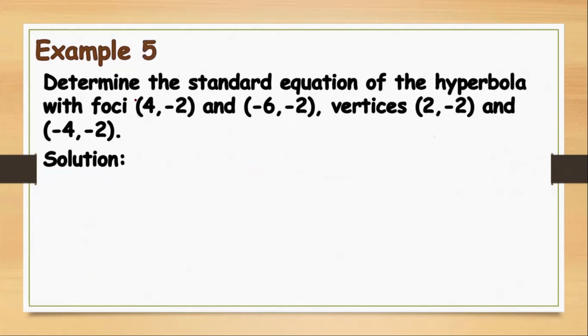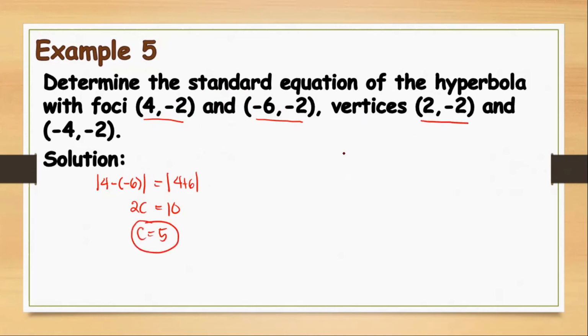Let's continue. Determine the standard equation of the hyperbola with the foci 4, negative 2, and negative 6, negative 2. Take note that foci is represented by c, and there is a change in x. So let's find first the distance between 4 and negative 6. We have 4 minus negative 6. That is absolute value of 4 plus 6, which is 10 units. So 2c is equal to 10, and so our c is equal to 5. And also the vertices, which is 2, negative 2, and negative 4, 2.